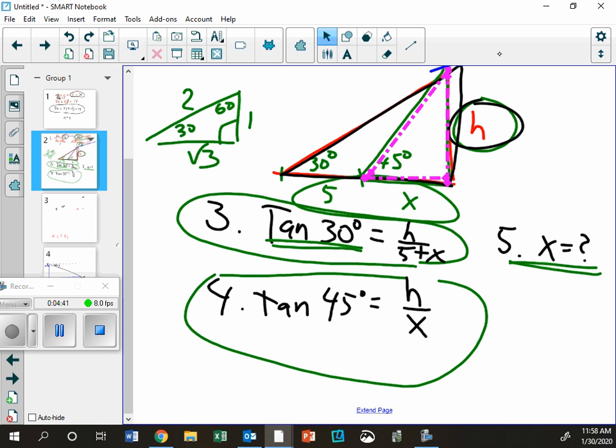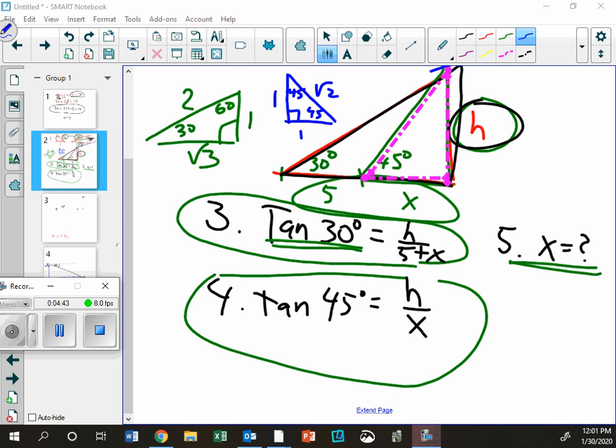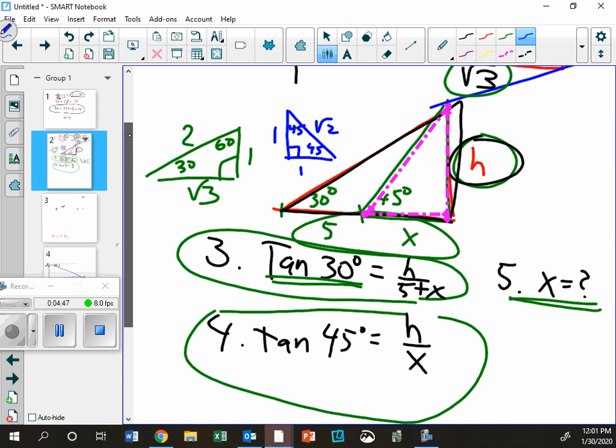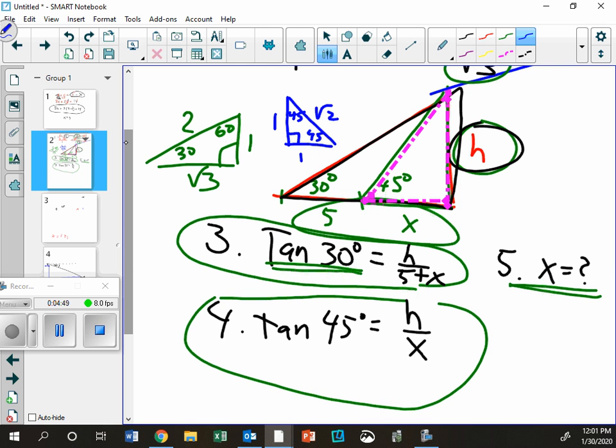All right, solve now for x. Pausing. Okay, I'm going to go a little further now and see if you could have done this. We figured out tangent of 30, TOA, 1 over root 3. So right here, we could put a 1 over root 3. Right here, tangent of 45. Ooh, that's pretty cool. That one works out to just 1.